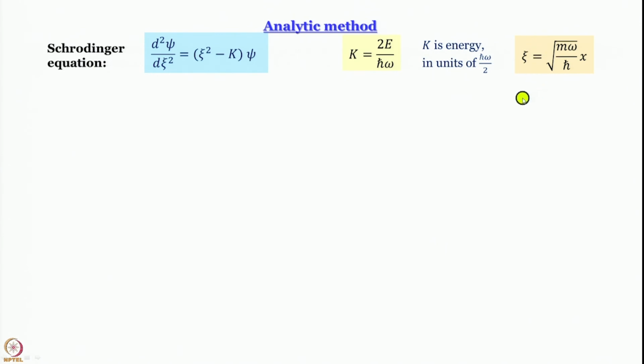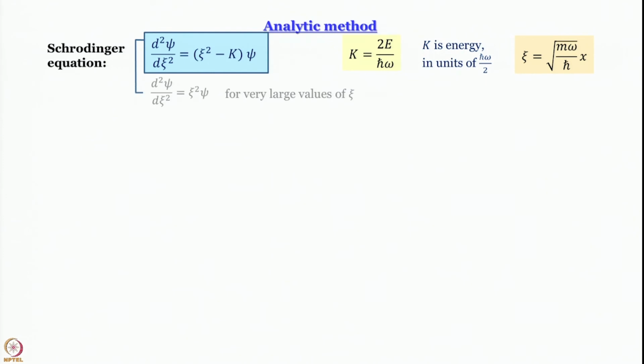and xi, lest we forget, is x multiplied by square root of m omega divided by h cross. Great. So, now let us understand something.